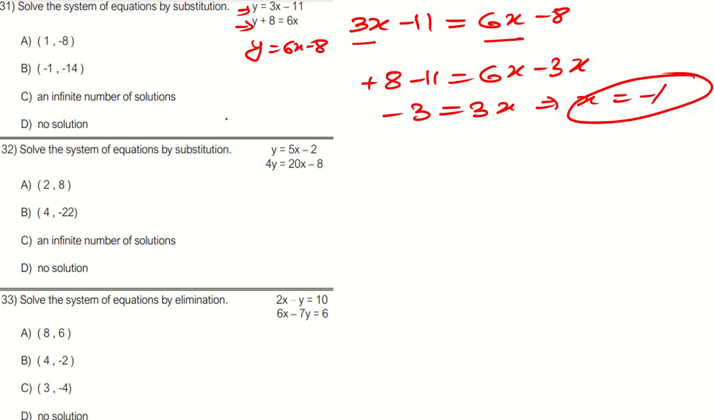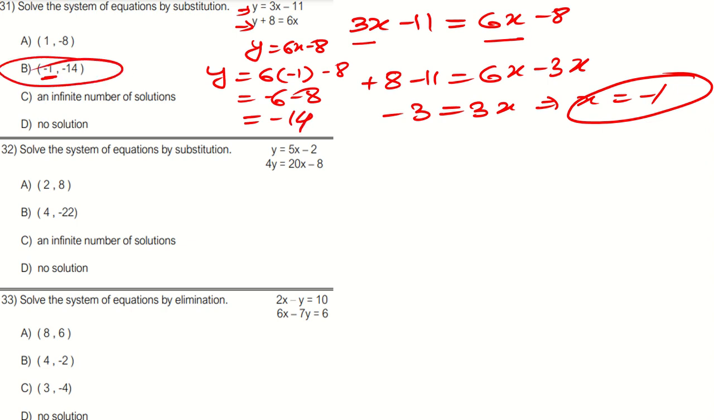Do we have x is equal to negative 1 anywhere? Yes, we have. But there are two other options also: infinite number of solutions and no solution. So we'll have to check for y also. Just plug in the value of x here. So y is equal to 6 times minus 1 minus 8. That is minus 6 minus 8 means minus 14. So this option is correct.